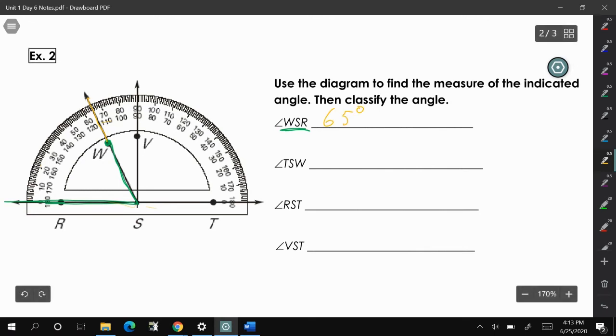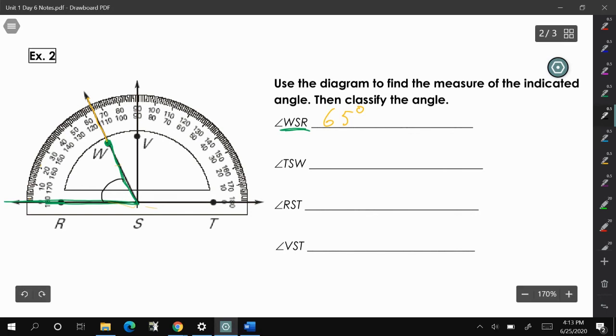Now, another way you could have figured out which set of numbers to use is, if you messed up and used the inside numbers, you'd say, oh, between 110 and 120, that's 115 degrees. Well, this angle is clearly less than a corner, so it should be less than 90. So even if you don't remember the rule, just think about it and use common sense. This angle is less than 90 degrees, so we should be using the outside numbers.